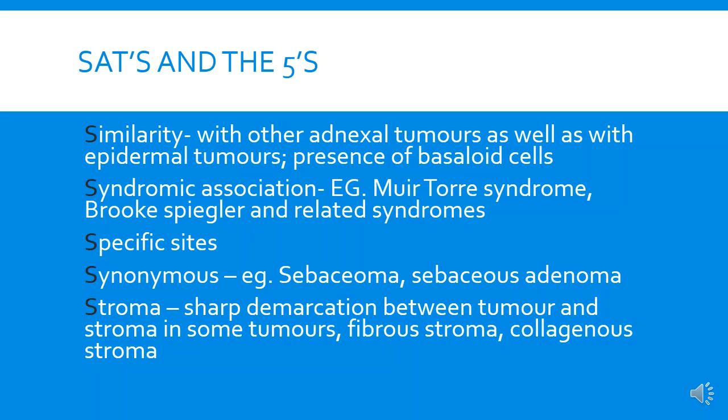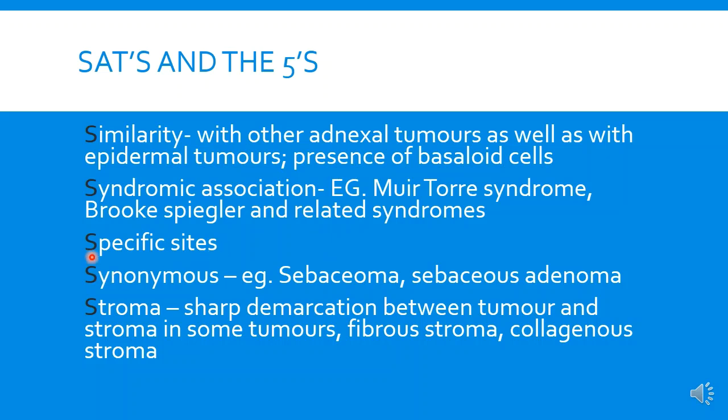So what are these 5S? Similarity. Similarity of one adnexal tumor with other adnexal tumors, as well as with epidermal tumors. For example, a sebaceous carcinoma may mimic a basal cell carcinoma with sebaceous differentiation or a clear cell squamous cell carcinoma. Presence of basaloid cells. Basaloid cells are invariably seen in a lot of tumors and they could be confusing. And syndromic association. For example, Muir-Torre syndrome, which we'll be seeing in detail later, and Brooke-Spiegler and other related syndromes are seen in association with cutaneous adnexal tumors.